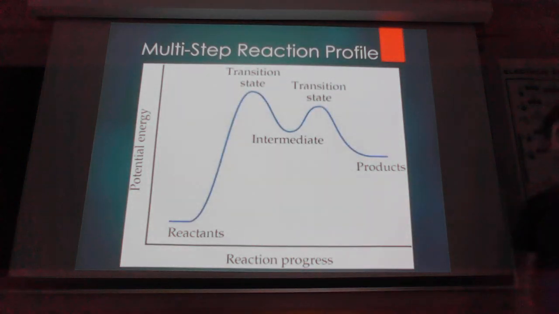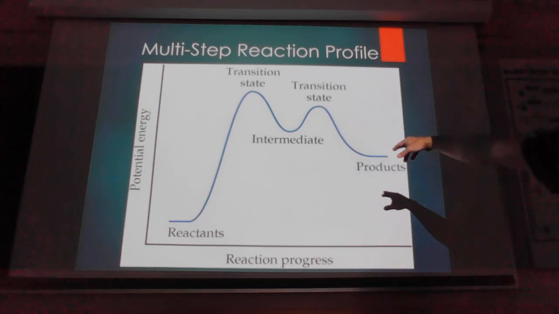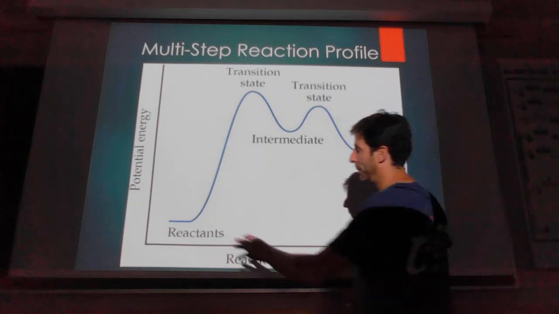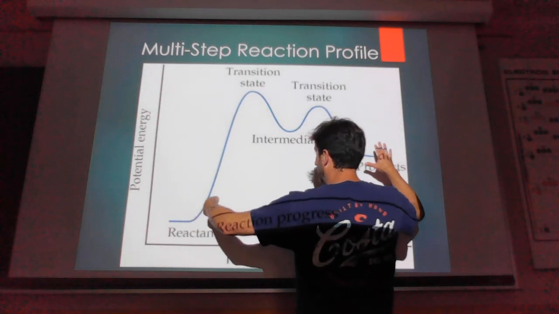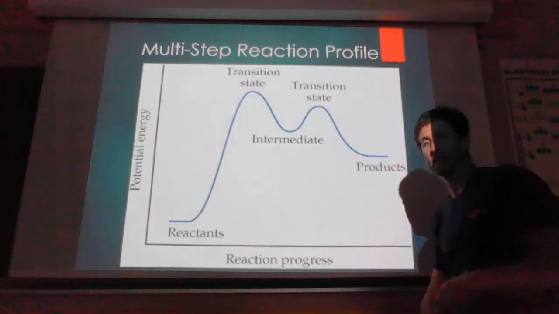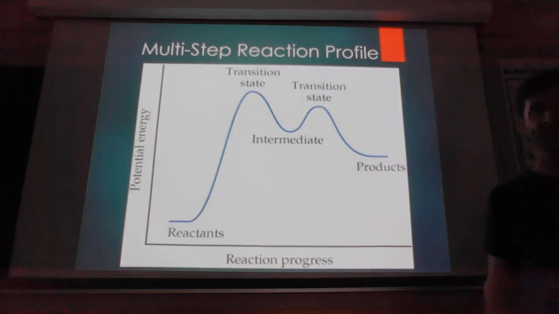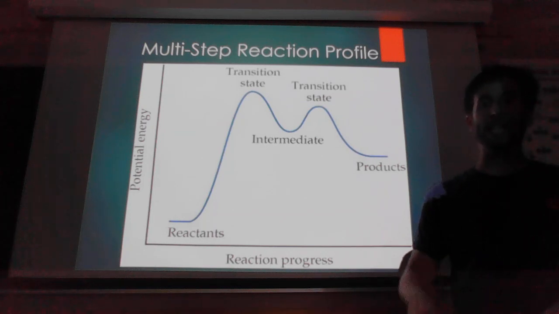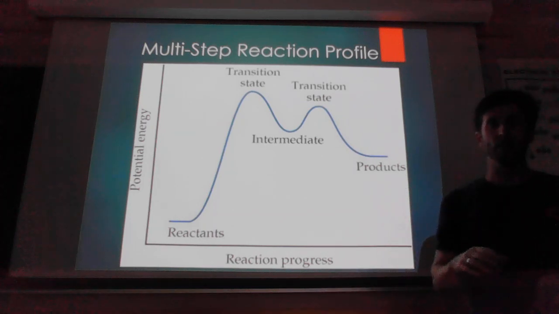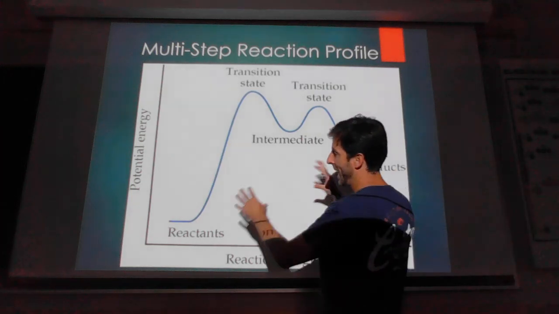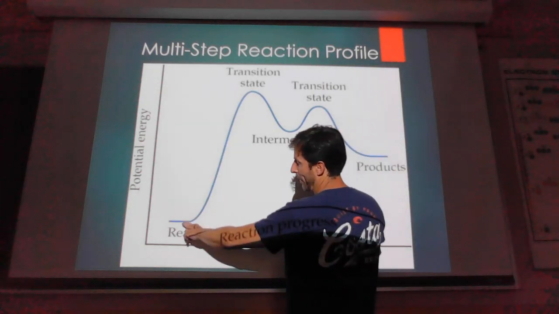So, a multi-step reaction profile, we will recognize this based on the number of humps we have in the middle. If we have a one-step reaction, then from the beginning to the end, there'll just be one hump in the middle. That is a single-step reaction. Now, if we have a multi-step reaction, then basically each hump in the graph is going to represent one step.